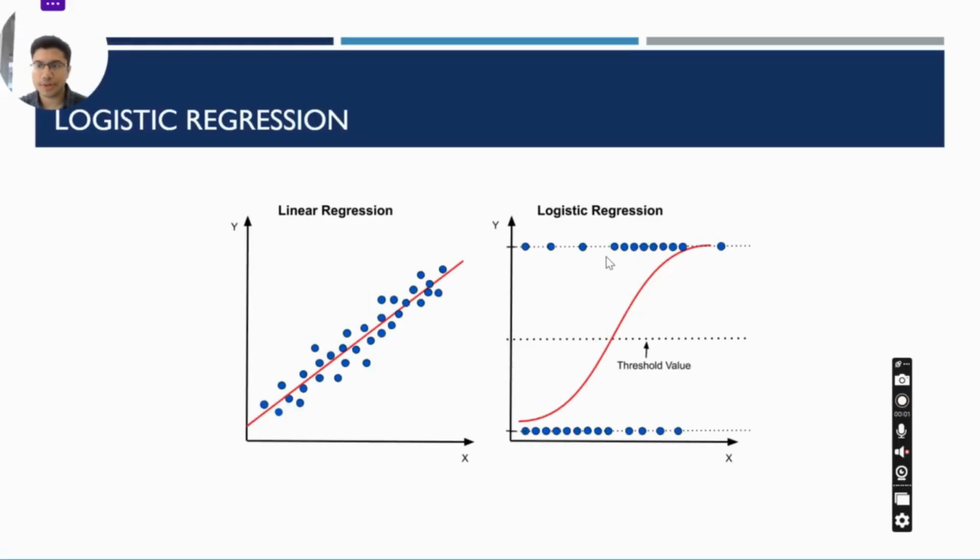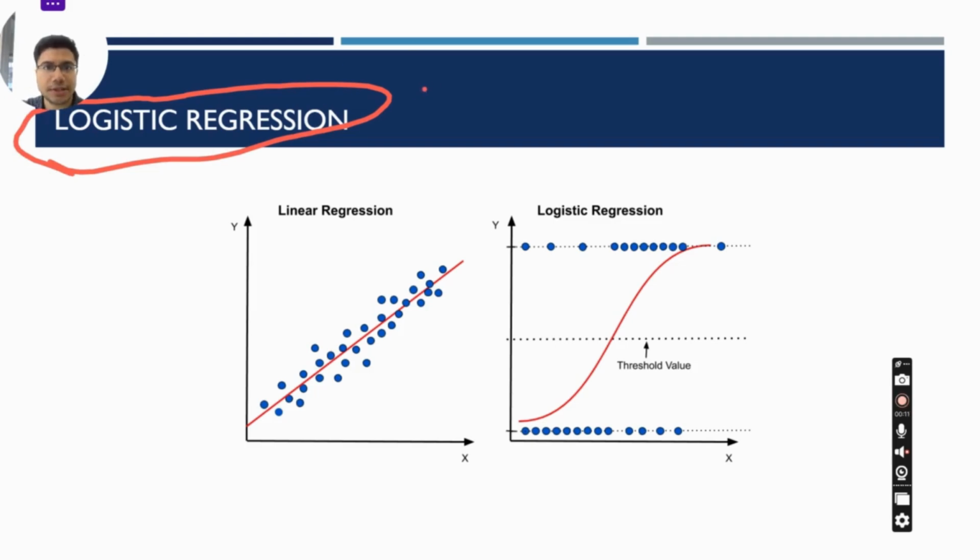Next part of our machine learning is called logistic regression. Although it may sound like a regression model, it is actually a classification model. That means it divides your data into groups.